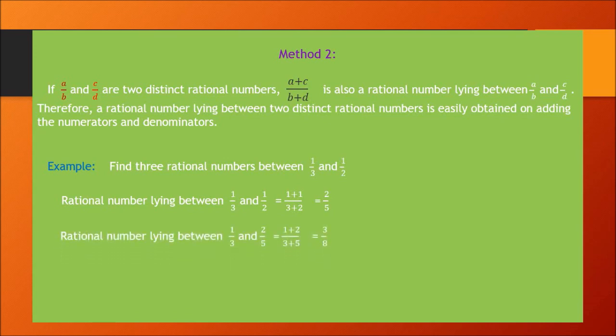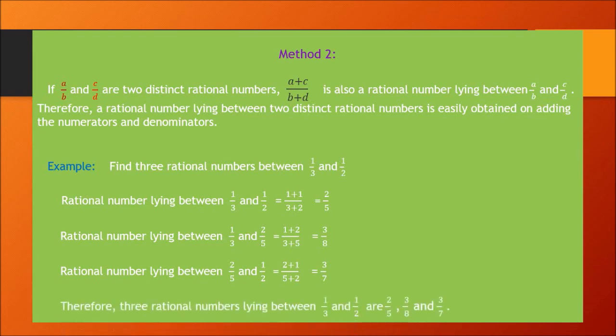In the same way, we can find a rational number between 1/3 and 2/5, then between 2/5 and 1/2. Therefore, three rational numbers lying between 1/3 and 1/2 are 2/5, 3/8 and 3/7. This is an easy method.